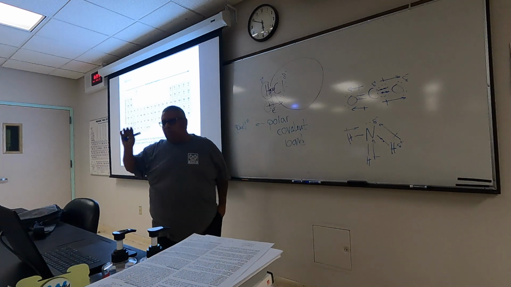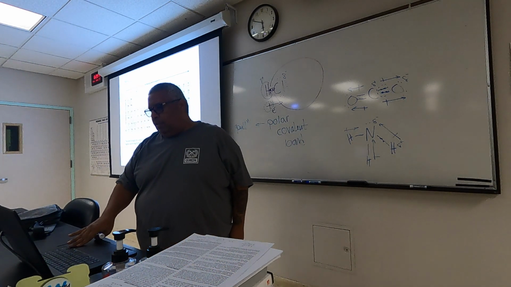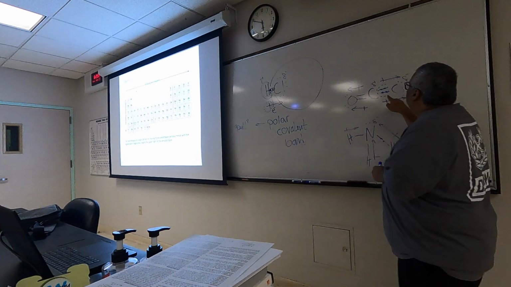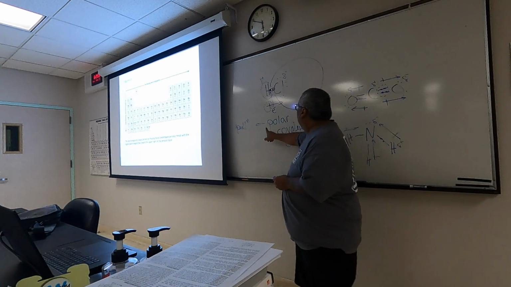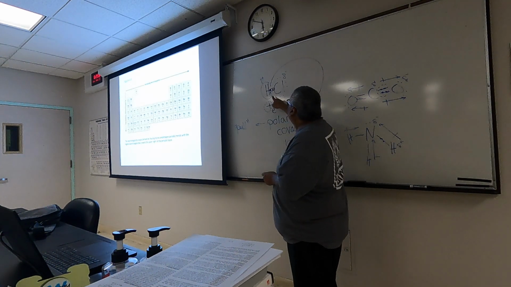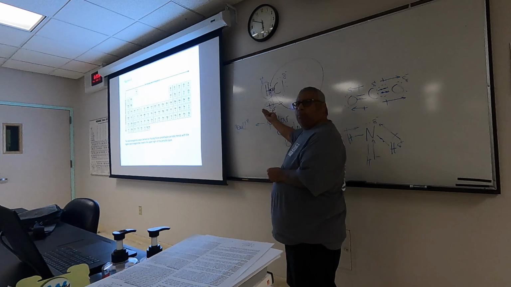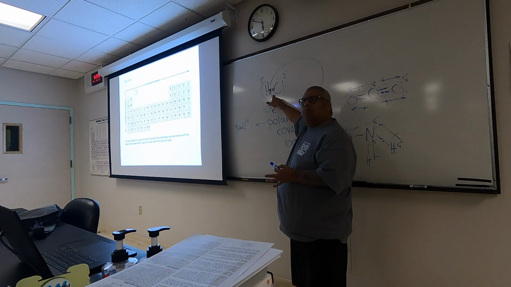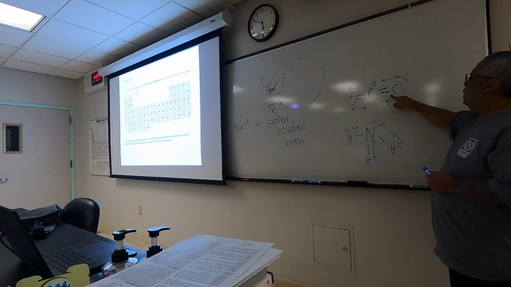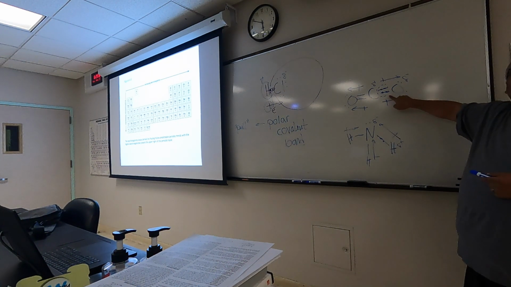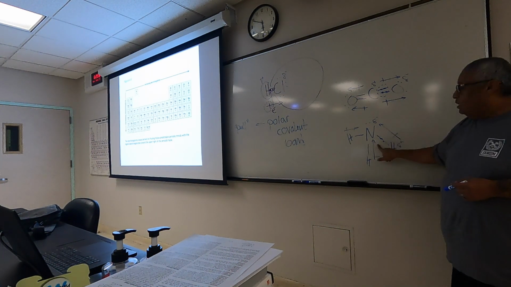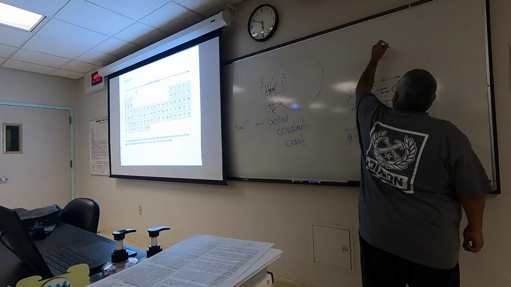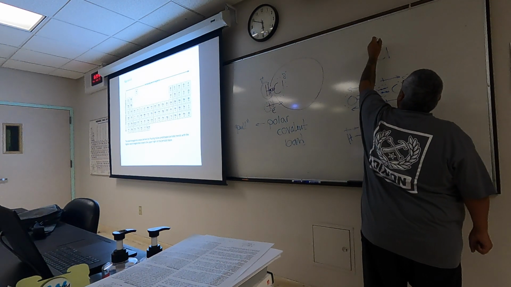Now, these numbers here can also be used to tell us the type of bond. So, polar pull, right? These electrons here are being pulled towards the chlorine. Is this a polar bond? Yeah. Is this a polar bond? Yeah. Is this a polar bond? Yeah.